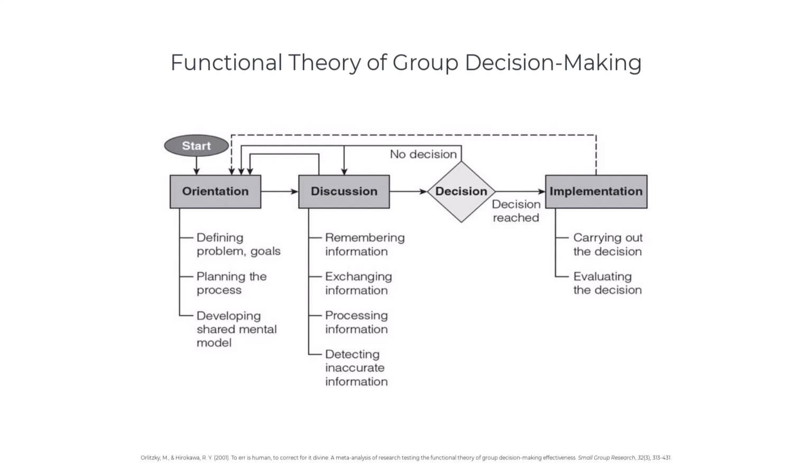1. Develop an accurate understanding of the problem. 2. Establish evaluation criteria. 3. Generate a variety of potential solutions. And 4 and 5. Evaluate the positive and negative consequences of each option. When these functions are fulfilled, the process is thought to be more effective, resulting in a high-quality decision. Let's take a look at each of the 4 stages in this model.